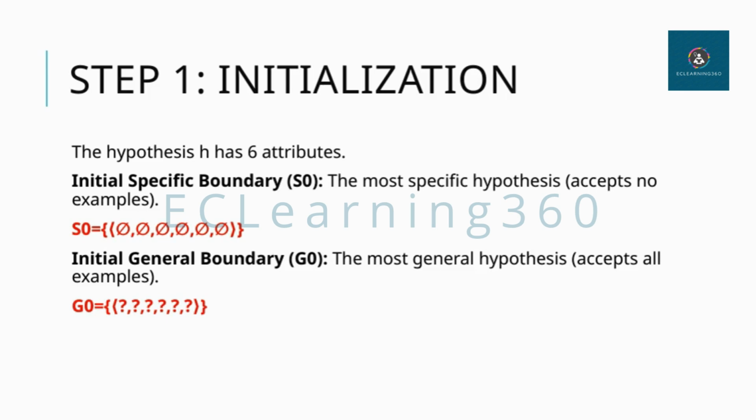Now, why do we start here? Well, it sets the stage for the learning process. We begin with the most specific hypothesis that rejects everything and the most general that accepts everything. As we see more data, these boundaries will tighten or loosen, helping us zero in on the true hypothesis. This initial setup is crucial because it frames how the learning algorithm will refine its hypotheses over time, connecting directly to our overall goal of effective concept learning.